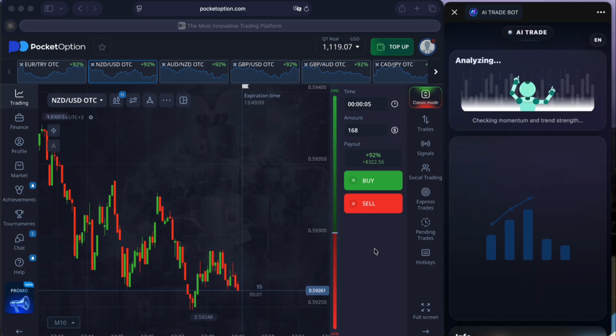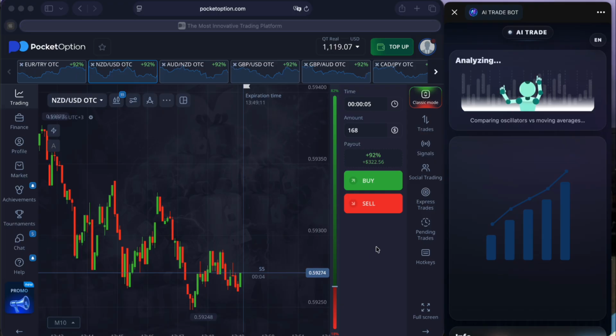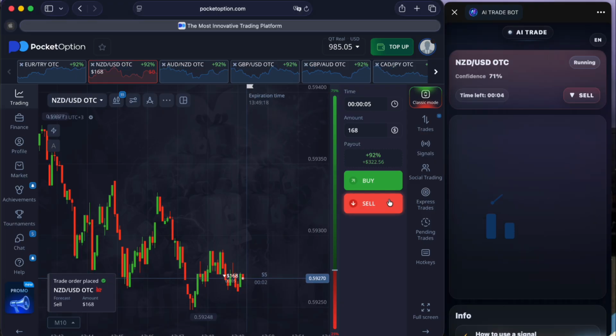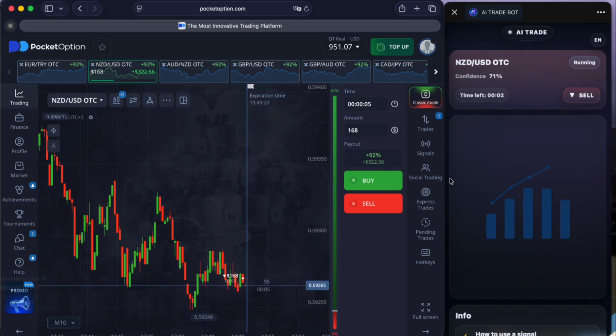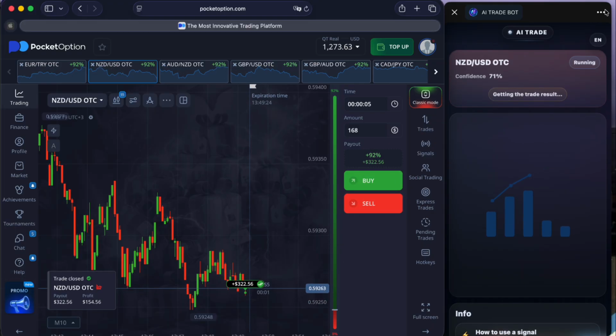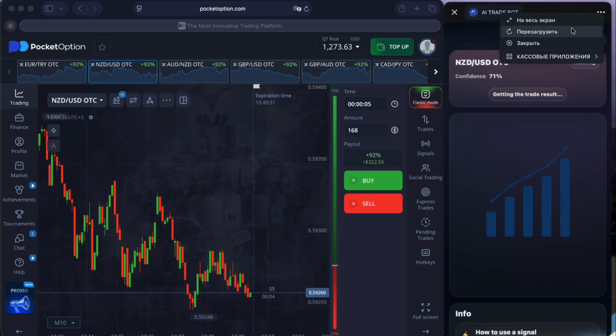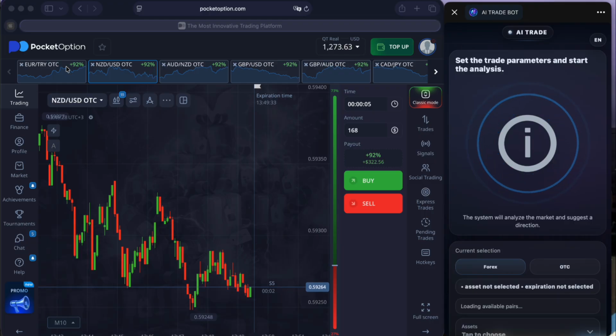I request a signal in the New Zealand dollar. Carefully wait for the technical analysis of this bot and receive a signal to sell our deal. I am opening with 71% confidence in the downward direction. The pullback to the movement prevails. There is another increase, and now we have $700 plus in our account. I reboot this bot and move to the Euro-Turkish lira.